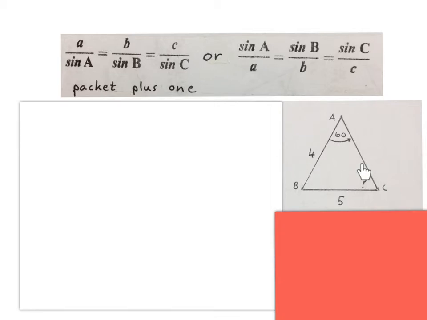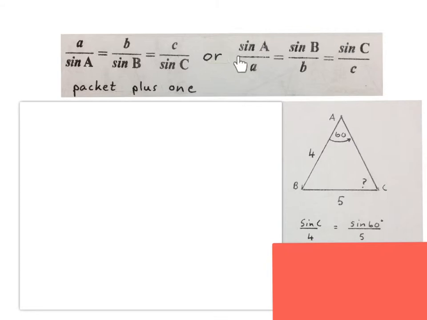Last one on sine. Here they gave me a triangle. They asked me to work out the size of that angle. I have my pocket. I've got 60 degrees over there and 5 is the length of BC. This time it will be preferable to use this sine rule way of writing.